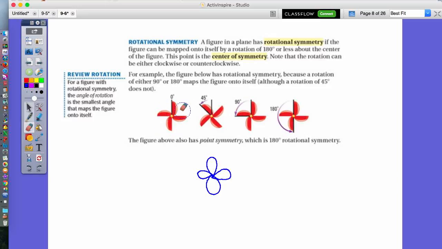If I were to take this figure and rotate it 90 degrees or 1 counterclockwise turn and cut this image out and superimpose it over the original, there would be no overlap and no underlap. Same thing at 180 degrees. Now, if when it rotates 180 degrees it's symmetrical, it's called point symmetry. But really what we want to talk about is rotational symmetry, which is anything that maps a figure onto itself by a rotation of 180 degrees or less about the center. Okay? So when we turn this a fourth, 90 degrees, it maps onto itself. It's called rotational symmetry.